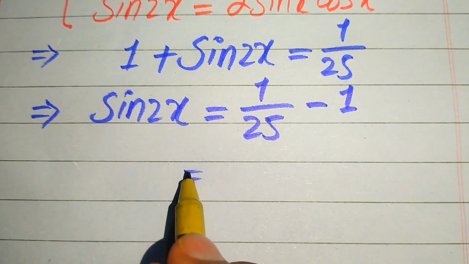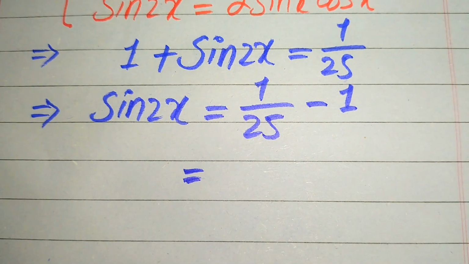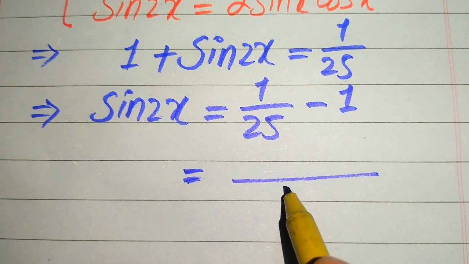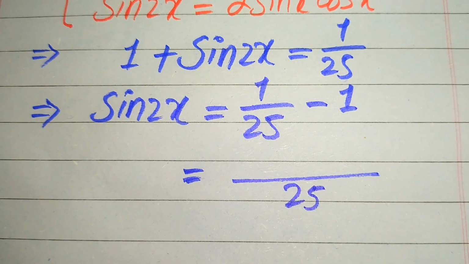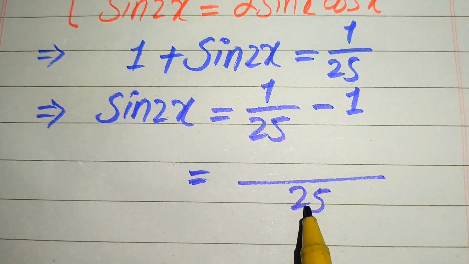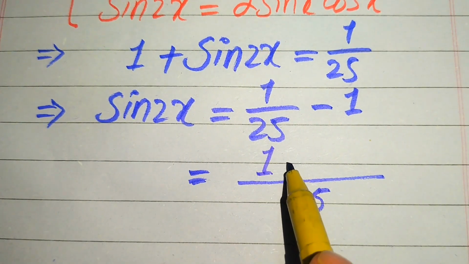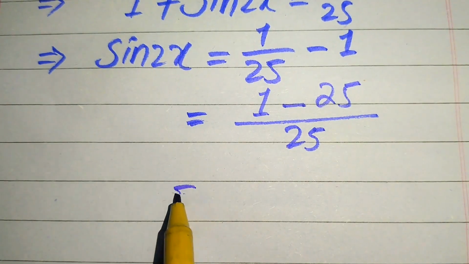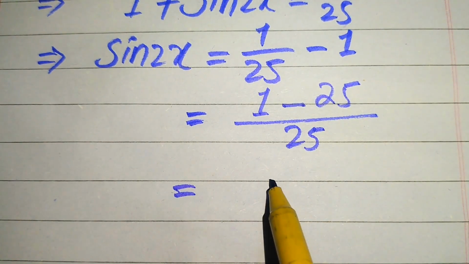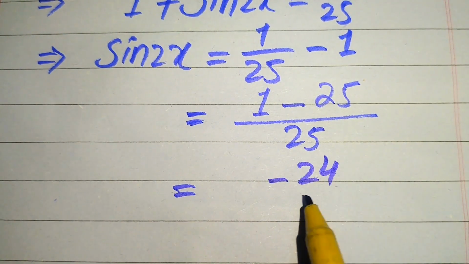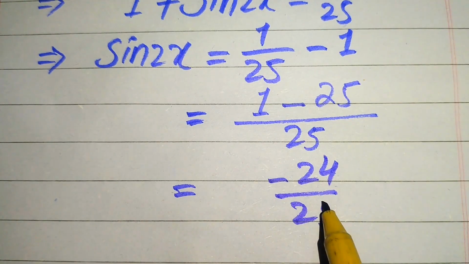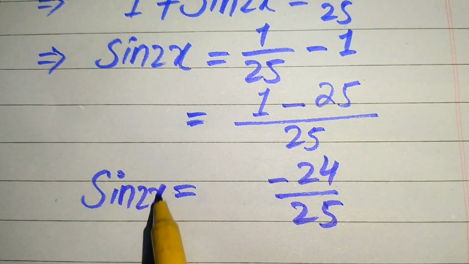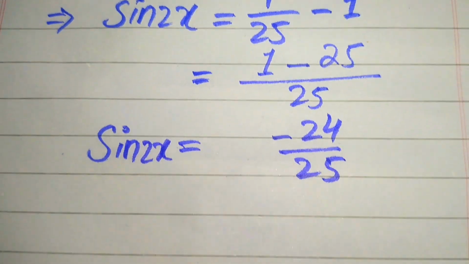So here we need a little bit more simplification on the right hand side. Here we take the LCM of these terms, and its LCM becomes 25. This 25 and this 25 are gone, and we get 1 minus 25. Now in the next step we have 1 minus 25 is equal to minus 24 divided by 25, and on the left hand side we have sine of 2x.